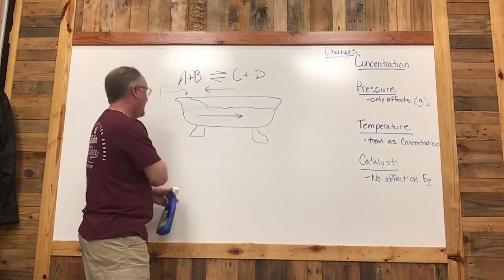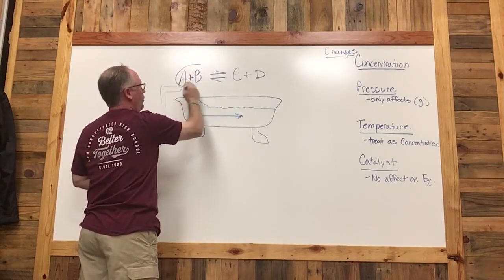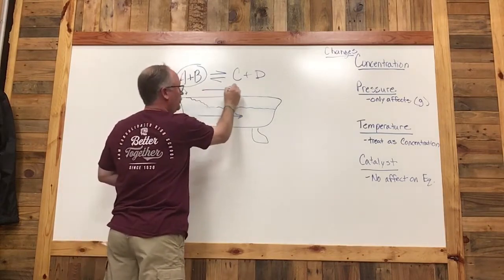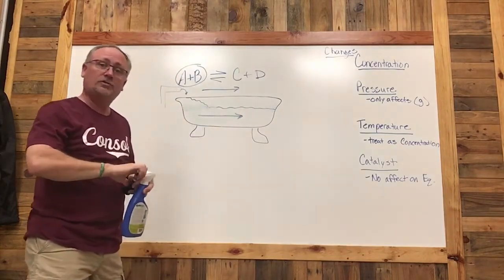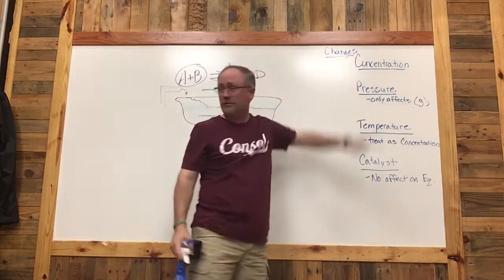So in the same thing in the reaction up at the top, if I add more reactant to it, which way would it shift? Just like the bathtub example, it would shift to the right to form more products. So more C and D would be produced. That's the difference in the concentrations, okay?